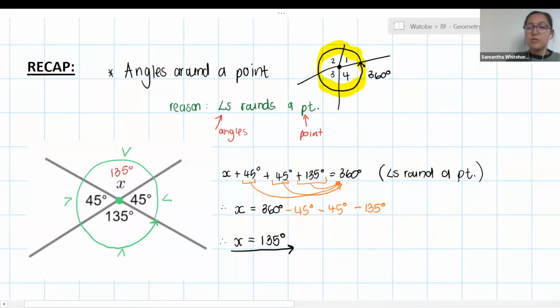And you can go check yourselves, guys. If you now add the 135, the 45, the 135, and the 45, we know that we should get 360 degrees. So I'm seeing some of those x equals 135s on the chat. Well done. That's really good. Well done, guys. But that is essentially how we can use this reason in one sort of example.